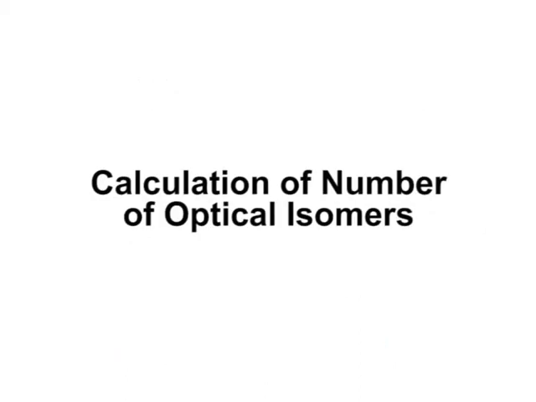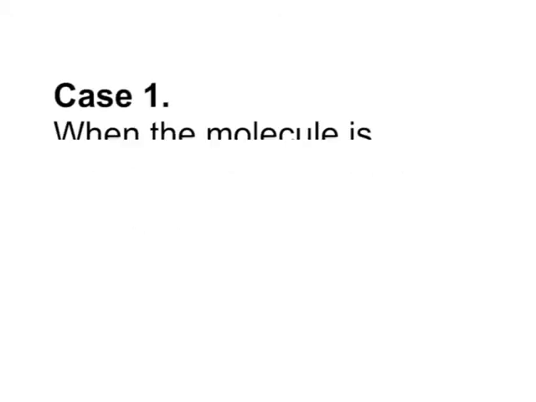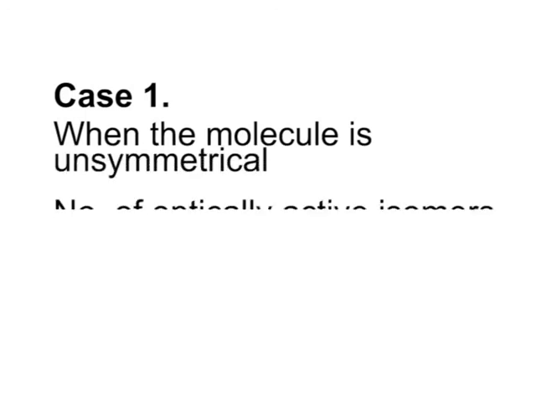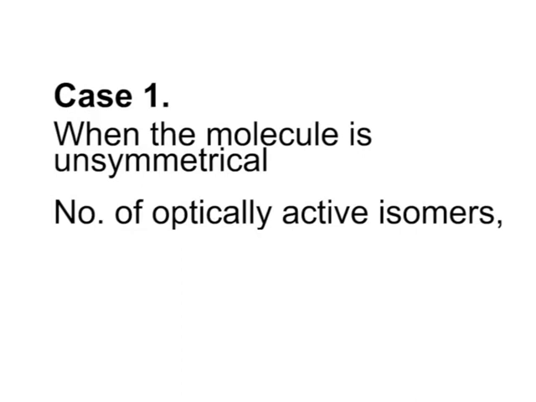Calculation of number of optical isomers. For an organic compound, the number of optical isomers depends on the structure and the number of asymmetric carbon atoms. The number of optical isomers may be determined from the knowledge of the structure of the compound as shown on screen. Case 1, when the molecule is unsymmetrical, number of optically active isomers A is equal to 2 to the power n. N is the number of asymmetric carbon atoms.